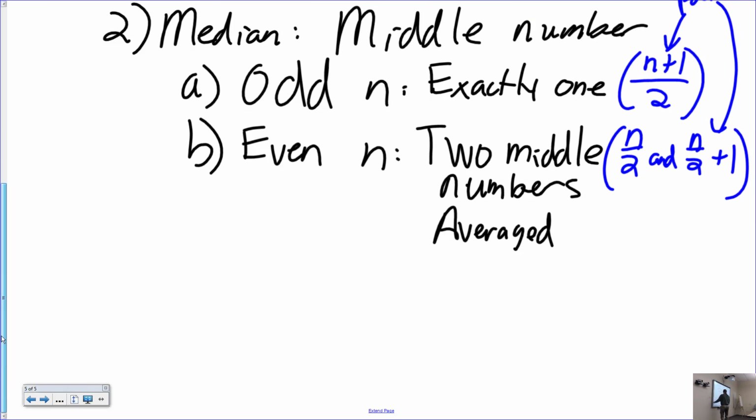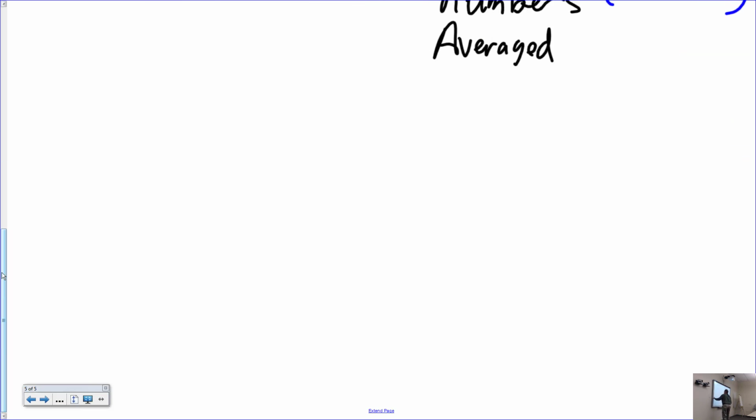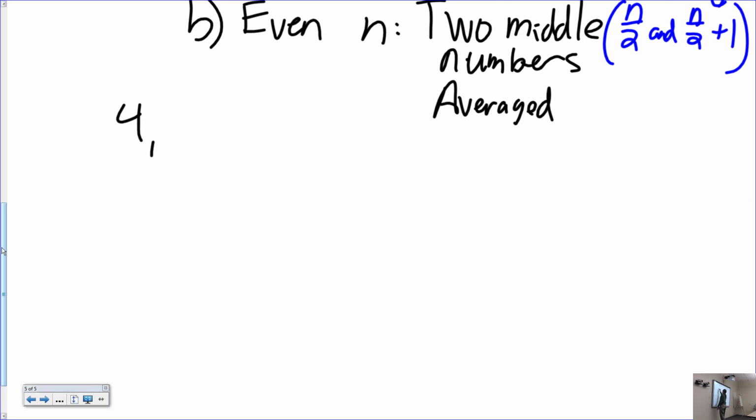So, really quickly, what's the median of that set of numbers? 7. Why was that so easy? Odd number. Yeah, because there's only 5 numbers and it's really easy to see the number in the middle.